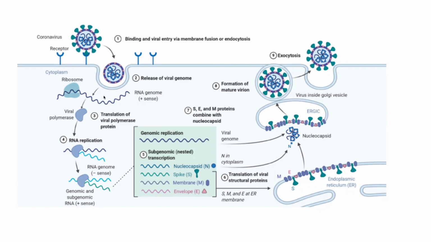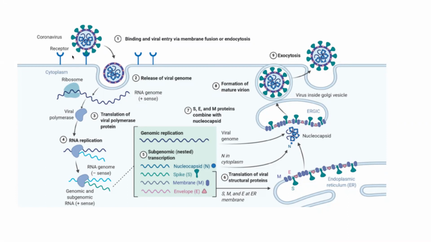Inside the cell, first of all, the ribosome produces a positive sense of this RNA, because it's an RNA virus. And then the viral polymerase starts replicating the pieces of information that are needed to produce the specific proteins that will eventually exit the cell and form virions.